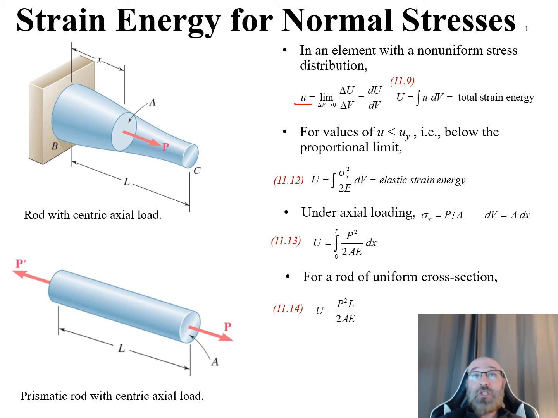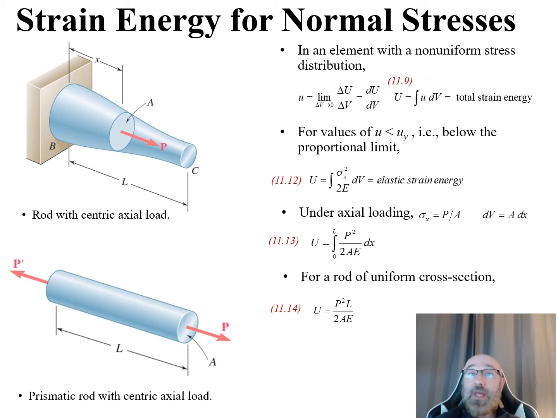So therefore, we have the relationship we see here from our equation 11.9 in our text. So we have that u is equal to our limit as our delta V approaches 0 of our delta U over delta V. We do that limit out, we end up with dU over dV. We solve this now, do out some integration. dU is equal to u dV. We can move our dV over to the other side, so we have u dV is equal to dU. Integrate both sides of that, so we get our U. U is equal to the integral of u dV, which is going to be our total strain energy. And this goes back to our relationship that we saw in equation 11.9 in our text.